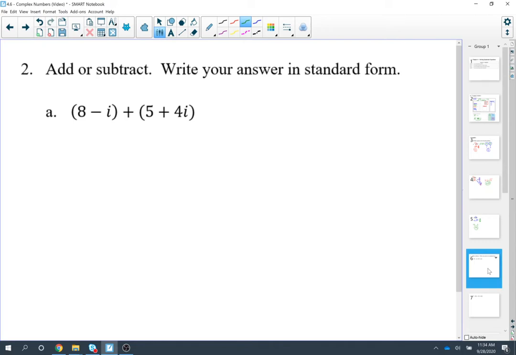Example 2, add or subtract, write your answer in standard form. Now, before we add or subtract, let's have a little conversation about standard form. Standard form when you're dealing with imaginaries is a plus bi. That is standard form, meaning the real part must be written first, and the imaginary part must be written second. If you accidentally flip it, that's not in standard form, and you just need to flip it so that the real is first and the imaginary is second.